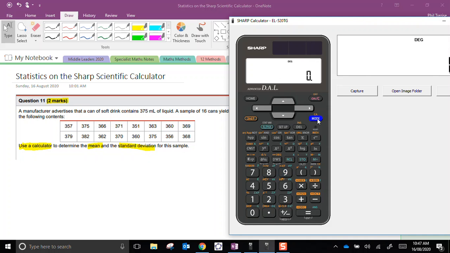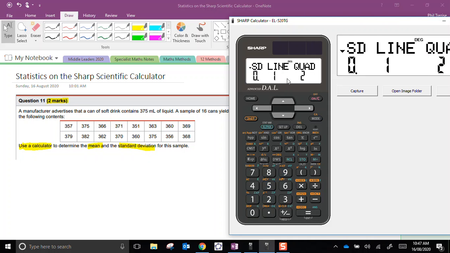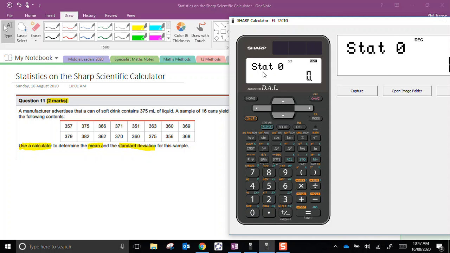So I need to use the mode key to change to statistics by pressing 1. Now there are lots of different types of statistical things that can be done. The one we want here, SD, will give us standard deviation. It'll also give us mean, so I press 0. I'm in stat mode 0.